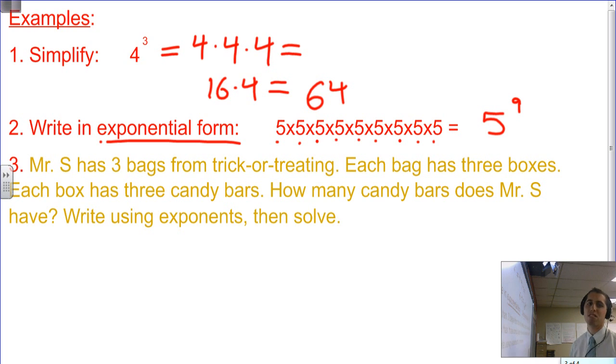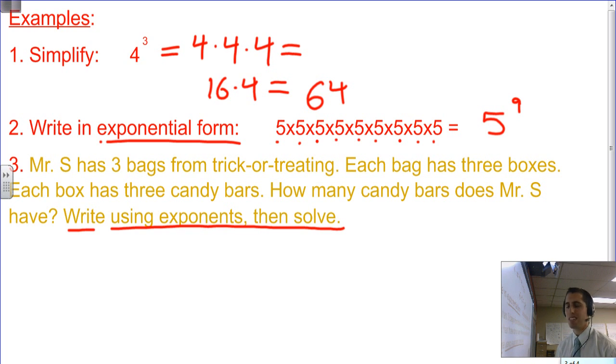Number 3, Mr. S has 3 bags from trick-or-treating. Each bag has 3 boxes. Each box has 3 candy bars. How many candy bars does Mr. S have? Write using exponents, then solve. And a lot of times people will ignore that. They'll just try and zip through and solve it. But this says write using exponents, so we know to get full credit we need to write using exponents first.